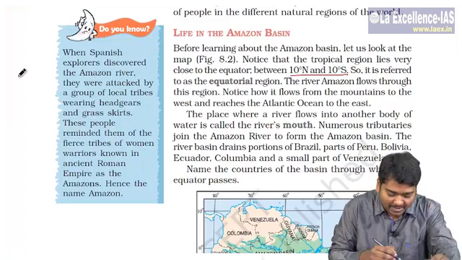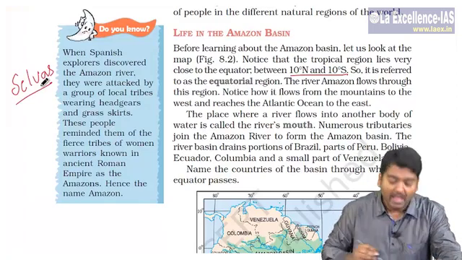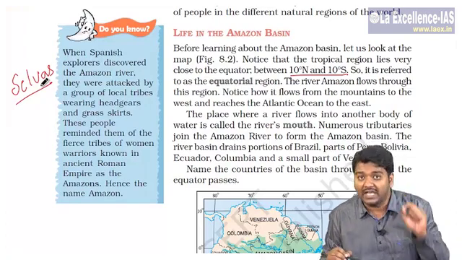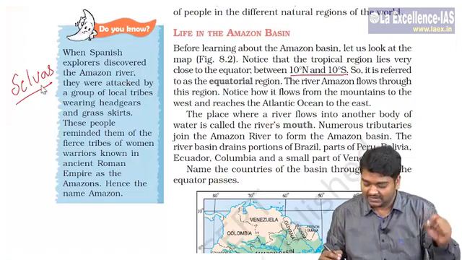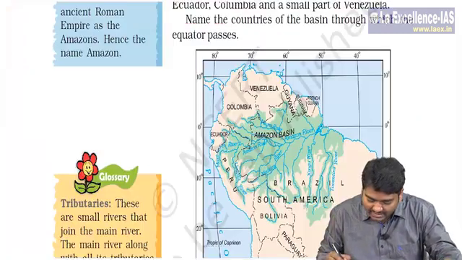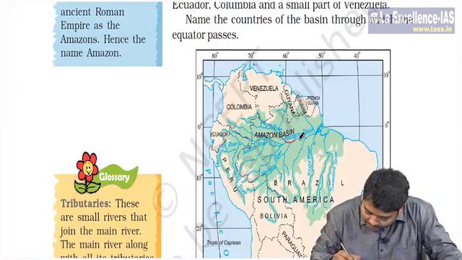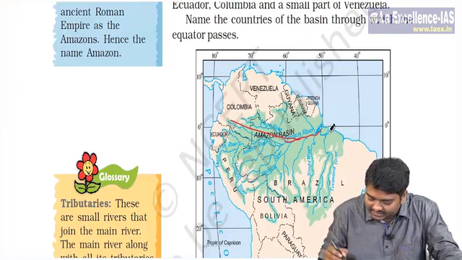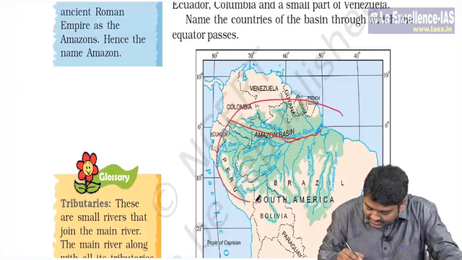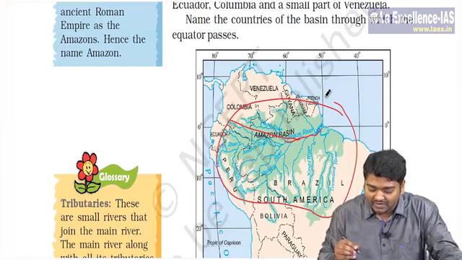The other name for the Amazon forest is selvas. The evergreen forest present in the Amazon river basin is called selvas. They have given you a picture to understand the mouth of the river. Can you see? It starts and enters. This entire region is between 10 degrees north and 10 degrees south.